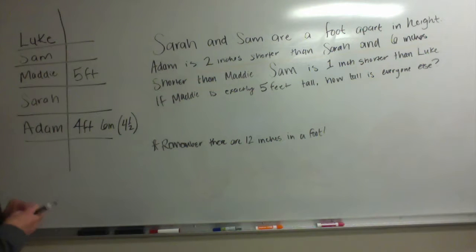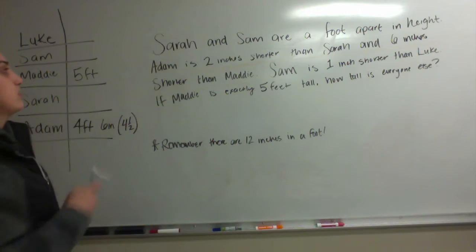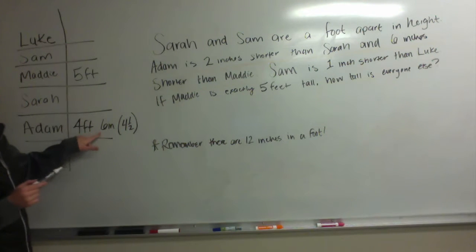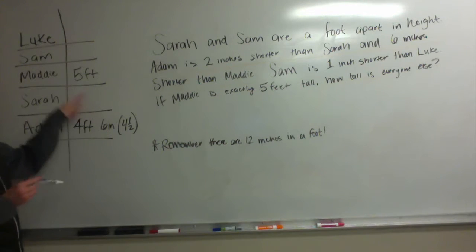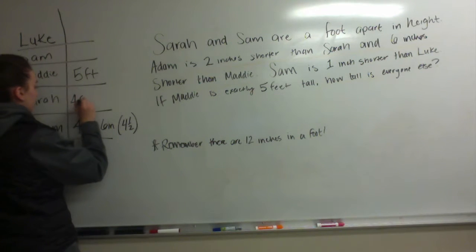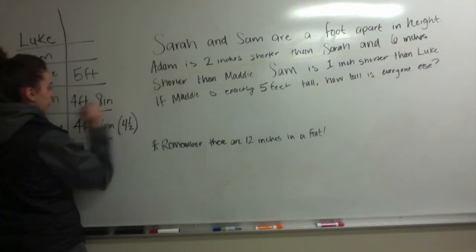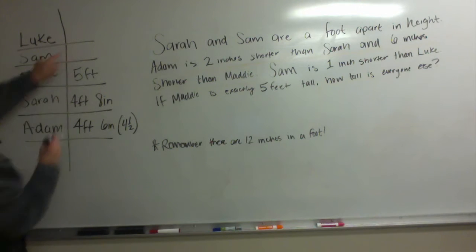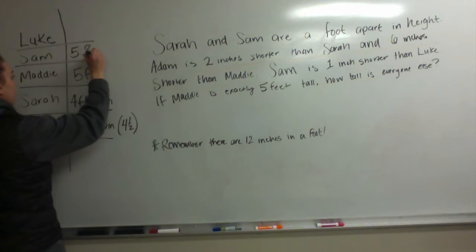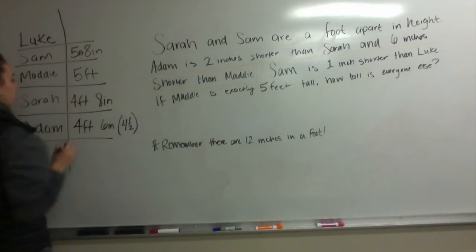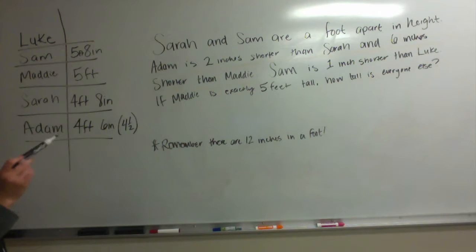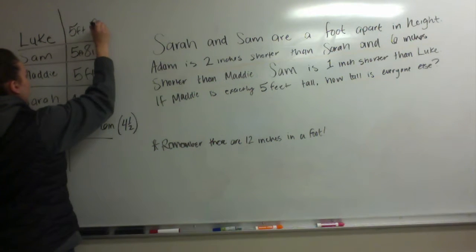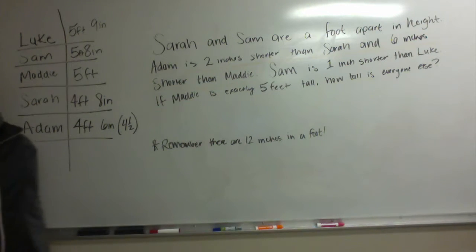And Maddie's exactly 5. So now that we have Adam, I'm just going to go through again. So Sarah and Sam, still don't know them, but Adam is 2 inches shorter than Sarah. So if he's 4 foot 6 inches, she must be 4 foot 8 inches. And she's exactly a foot apart from Sam, so Sam must be 5 foot 8 inches. And then we know Sam is 1 inch shorter than Luke, so that makes Luke 5 foot 9 inches. And just like that, we have them all figured out.